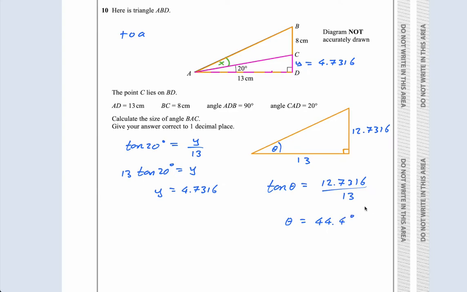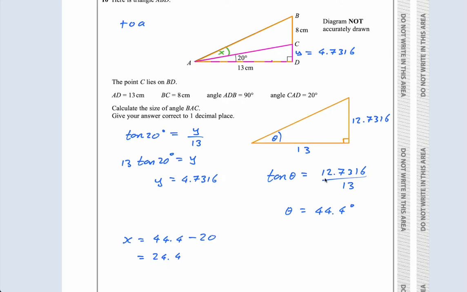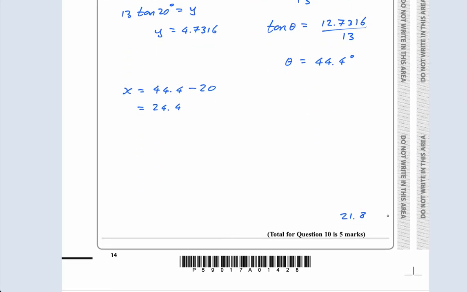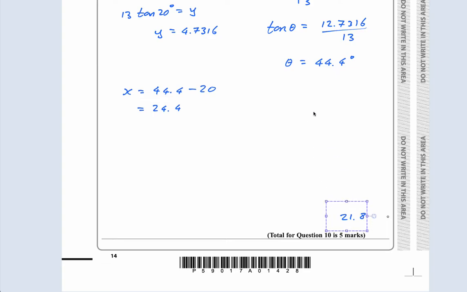44.4 degrees. But to finish it, this X is not the full theta. It's theta minus the 20 degrees. So I'm going to say x is equal to my 44.4 minus 20, which is 24.4. So x is 24.4 degrees.